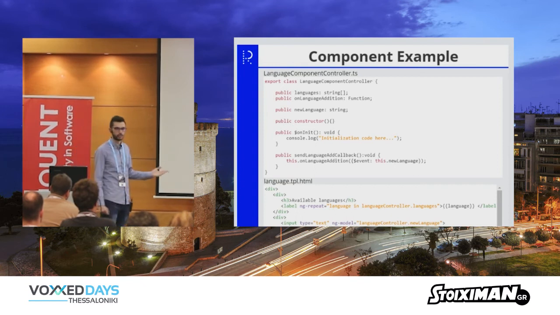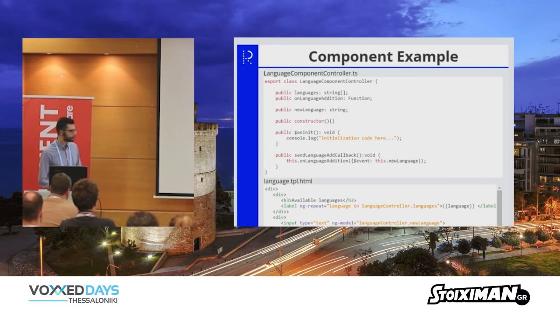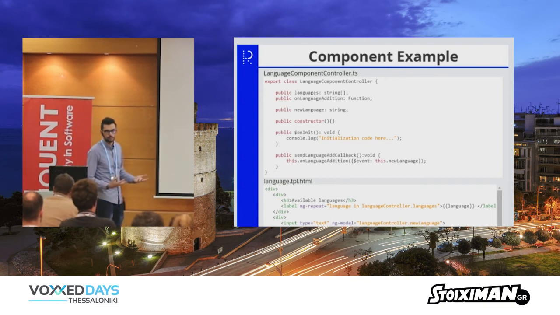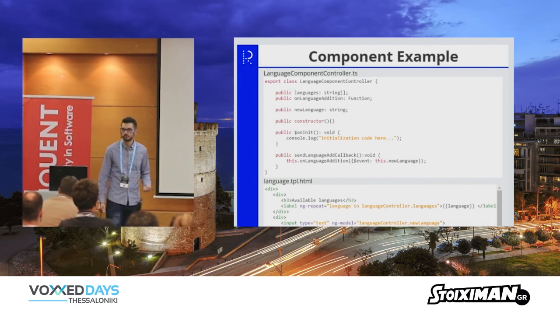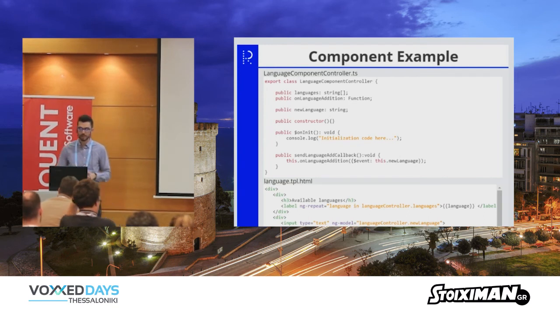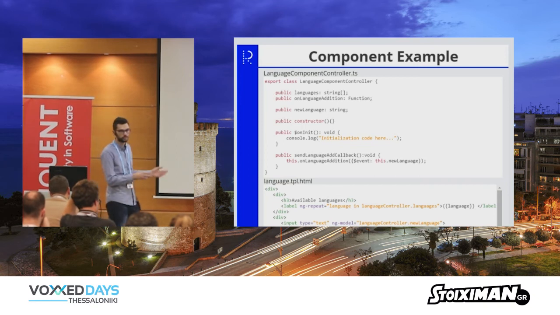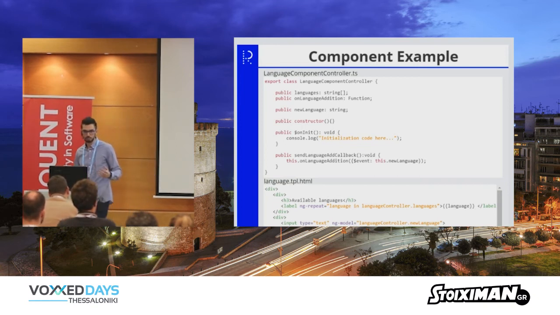Let's check our HTML code instead. So we have this parent div element. And then we have 2 inner divs. The first one has a heading. And then we've got a label with the ngRepeat directive, which will actually iterate through our languages and display them. And about the second one, we've got basically a text box with the ngModel directive on newLanguage, which essentially means that whatever we type into that text box will be passed into that newLanguage property and vice versa. And last, we've got a button which, when clicked, will trigger the sendLanguageAddCallback function.